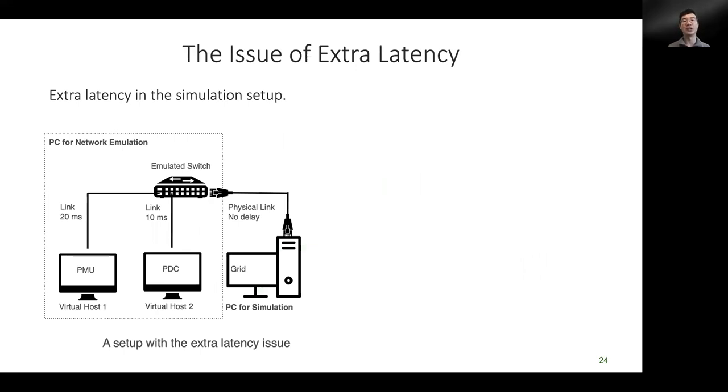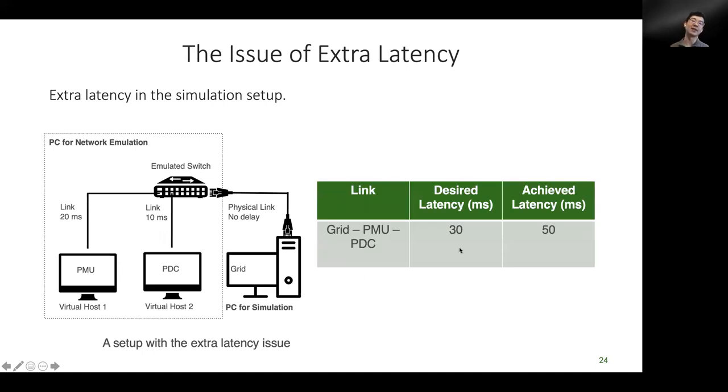There is one issue with this setup, however, if we consider network latency. Let's consider this simple topology with one PMU, one PDC, and the switch. Suppose we use the PMU to take measurements from a real grid. It can be considered instantaneous, and the total time for data to travel from a PMU to a PDC will end up being 30 milliseconds. That's our desired latency. But in our simulation setup, data is being generated by the grid, and it has to go through this link to the PMU before the PMU can stream out the data. So it will result in a total of 50 milliseconds.